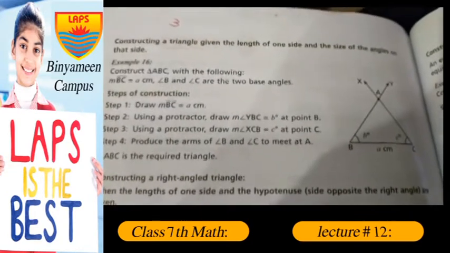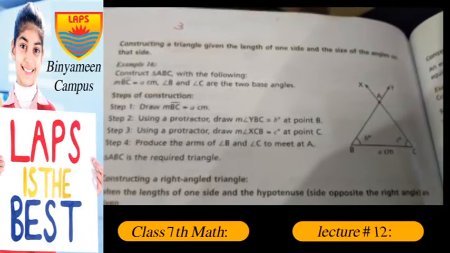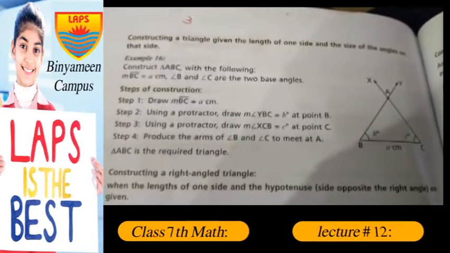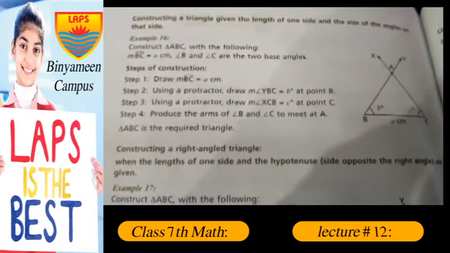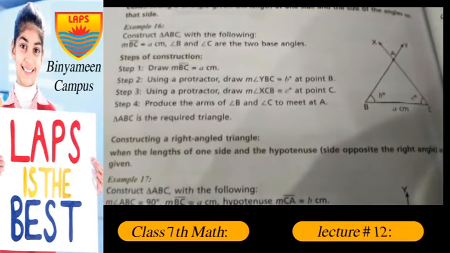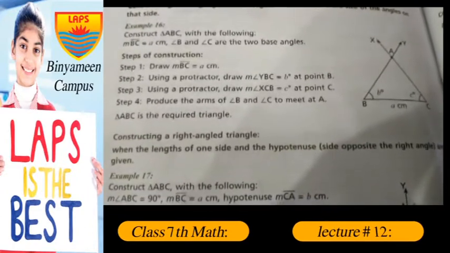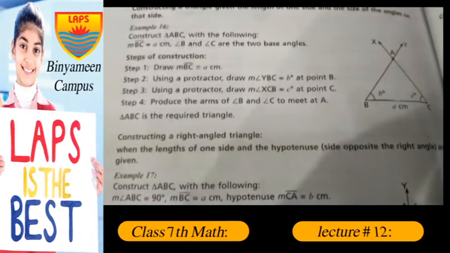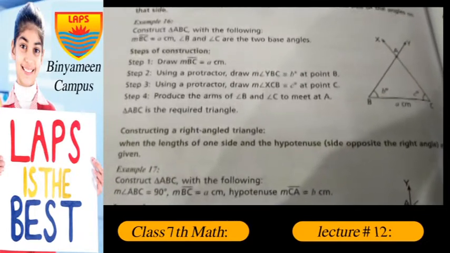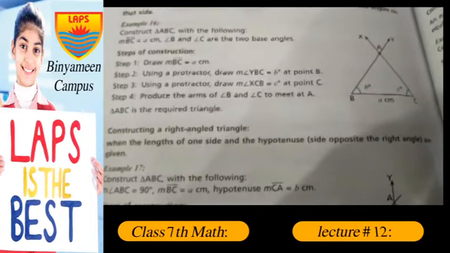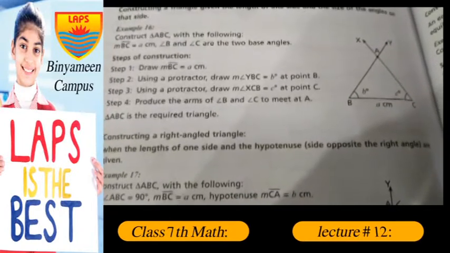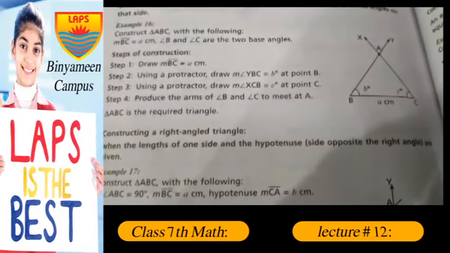Constructing a triangle given the length of one side and the size of the angles on that side. Example 16, construct triangle ABC with the following. Measure BC is equal to a centimeter, measure angle B and angle C are the two base angles. Steps of construction. Step 1, draw BC equal to a centimeter.